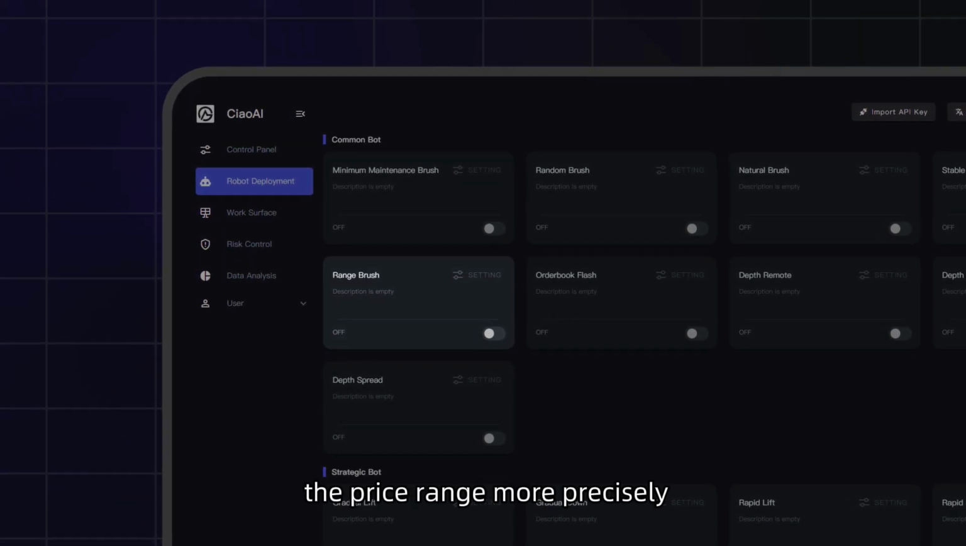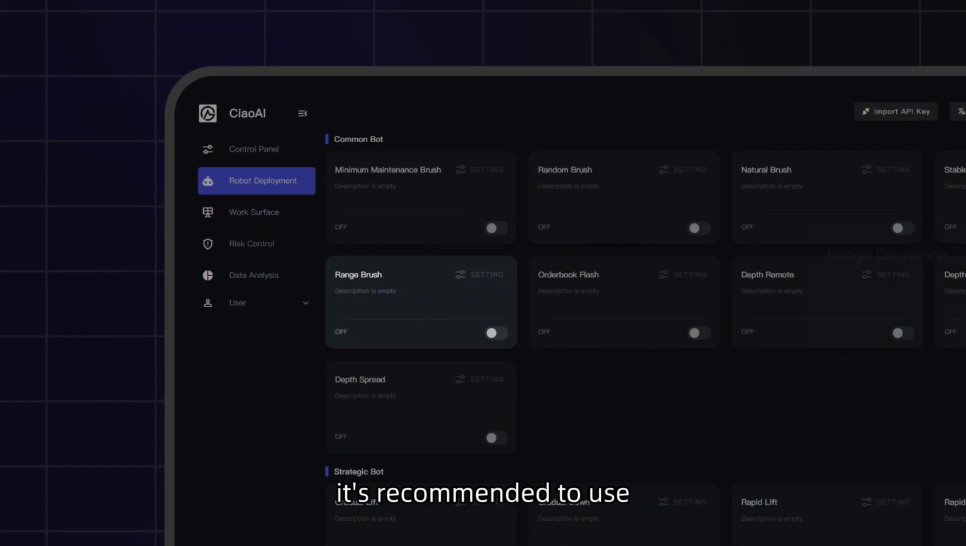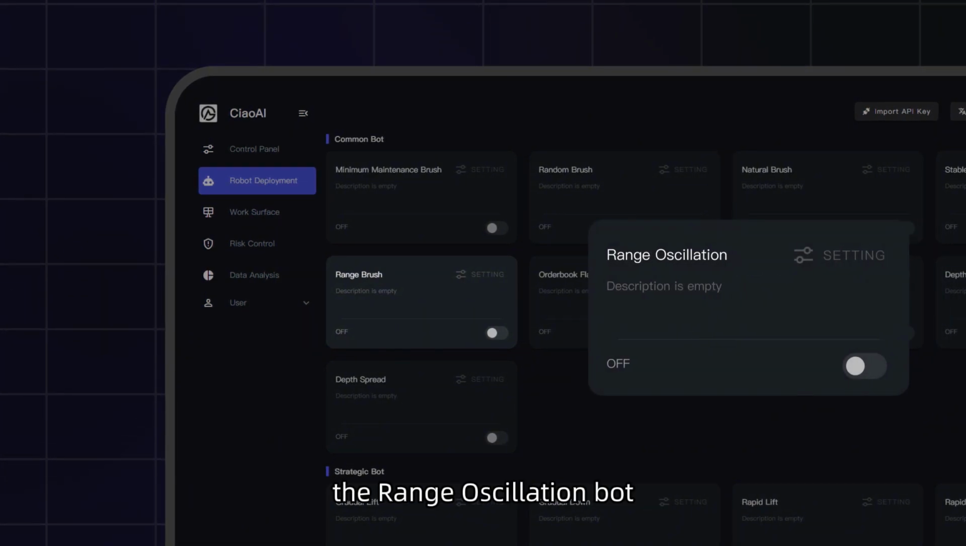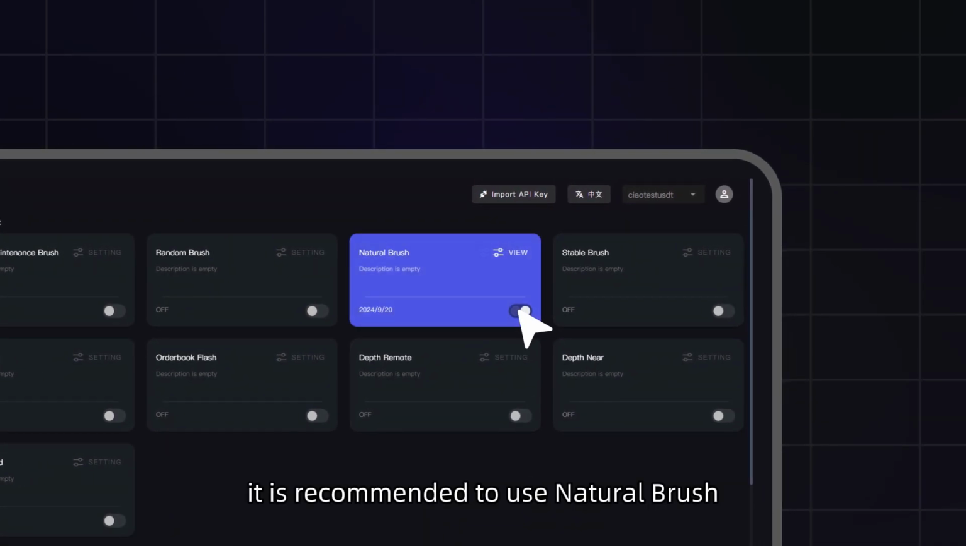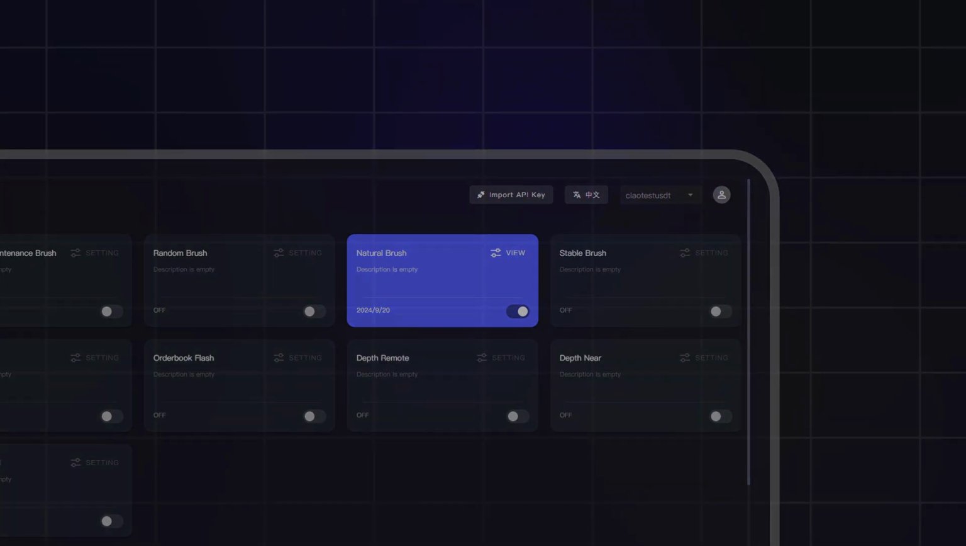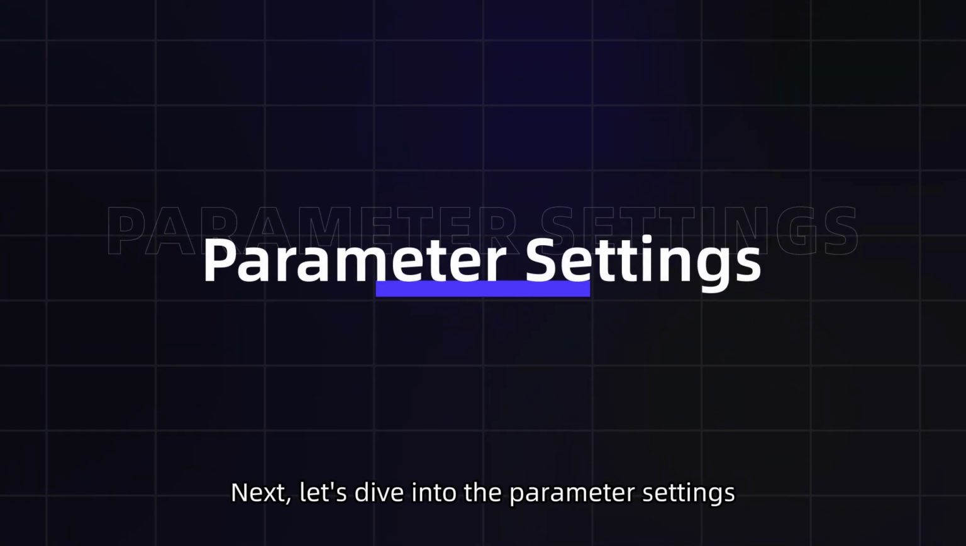If you need to control the price range more precisely, it's recommended to use the range oscillation bot in the strategic bots. In general, it is recommended to use natural brush. Next, let's dive into the parameter settings.